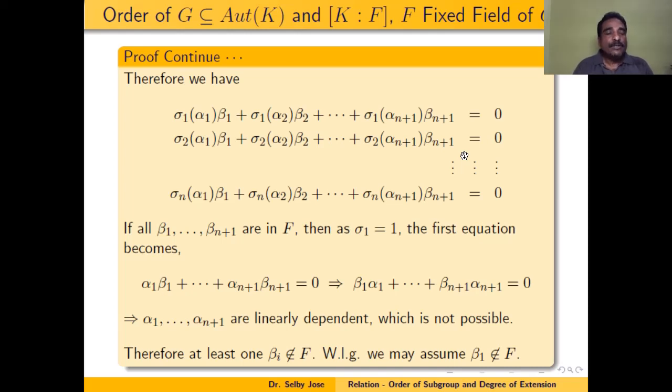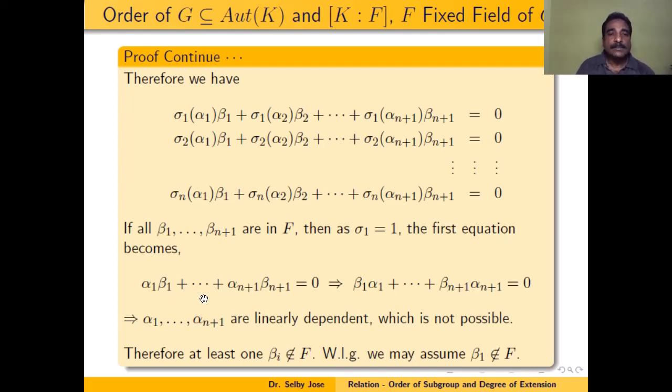So what will happen if all these beta i's, that means beta 1, beta 2, etc., beta n plus 1, are in F? Then we know that sigma 1 is the identity. So the first equation gives, because sigma 1 of alpha 1 is equal to alpha 1 because sigma 1 is the identity automorphism, sigma 1 of alpha 2 is alpha 2, etc., sigma 1 of alpha n plus 1 is equal to alpha n plus 1. Therefore, this equation gives you alpha 1 beta 1 plus etc. plus alpha n plus 1 beta n plus 1 is equal to 0.